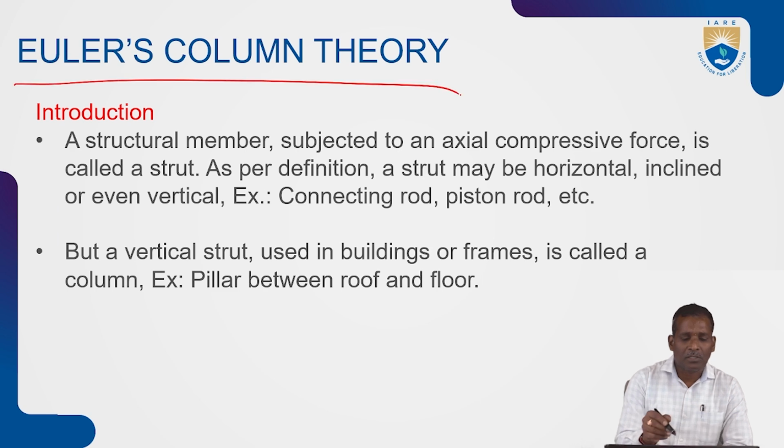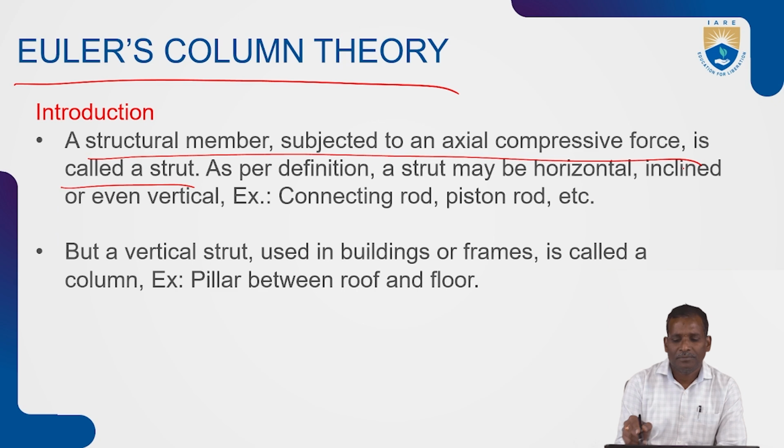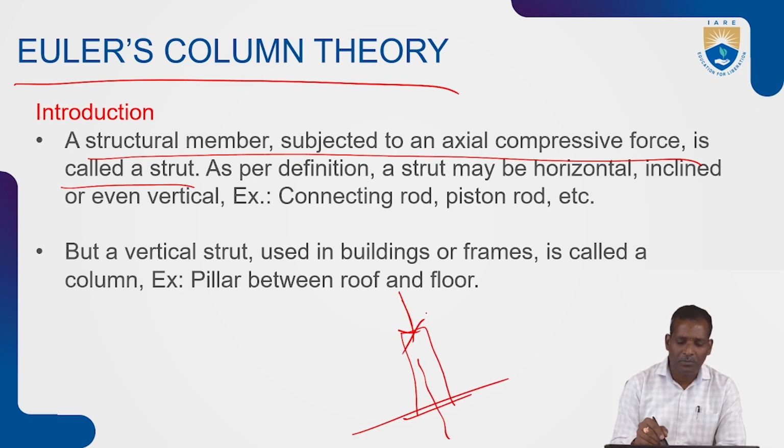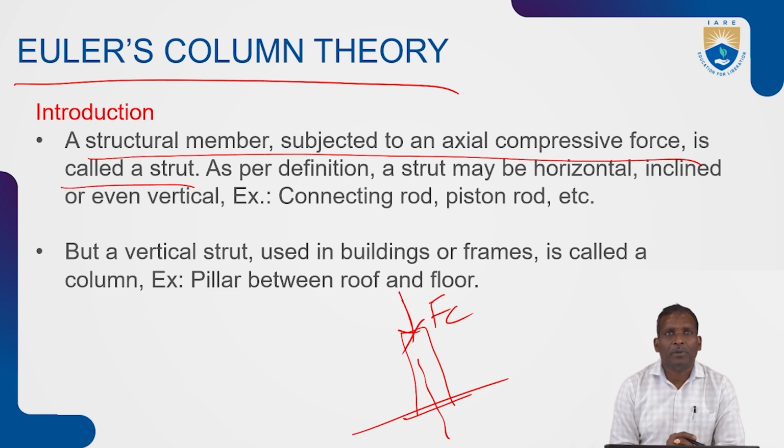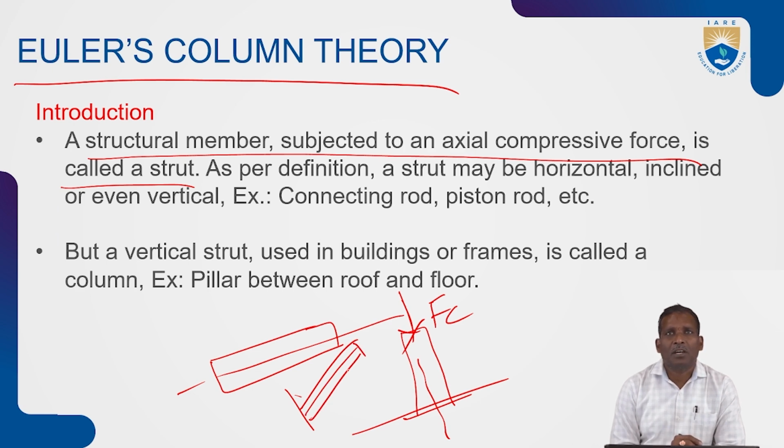For Euler's column theory, first of all, we'll see the introduction. A structural member subjected to an axial compressive force is called a strut. This is an example of a structural member, and when an axial compressive force is acting, it is said to be a strut. As per the definition, the strut may be horizontal, inclined, or even vertical. Examples are the connecting rod and piston rod in our mechanical engine.